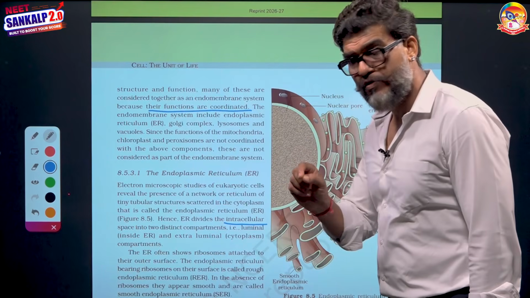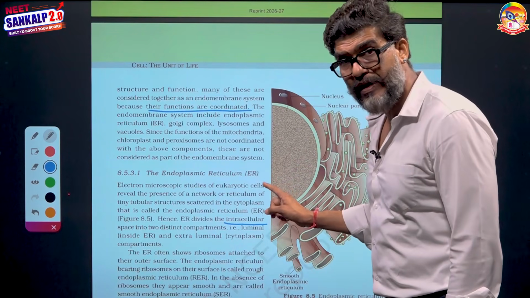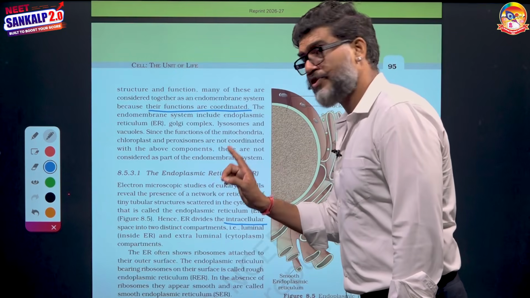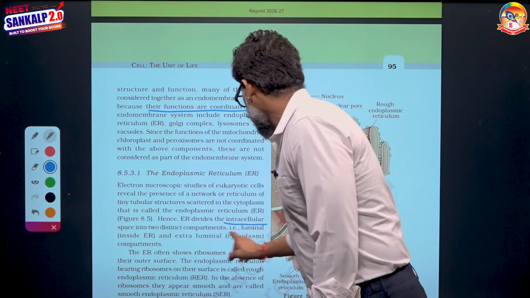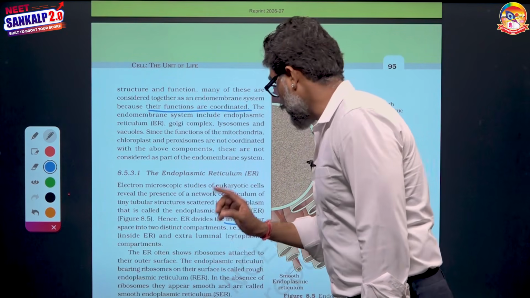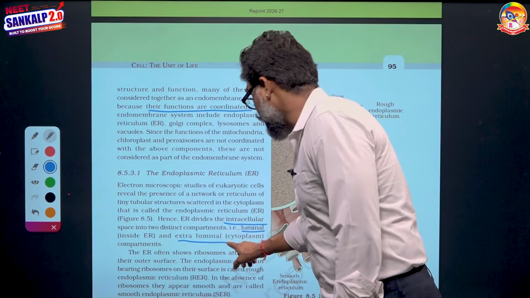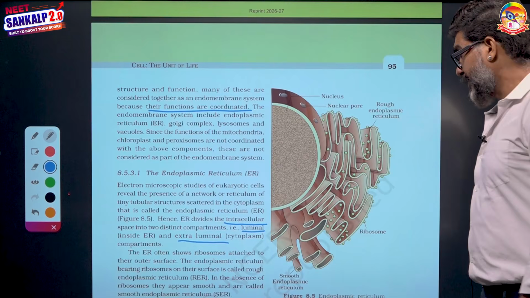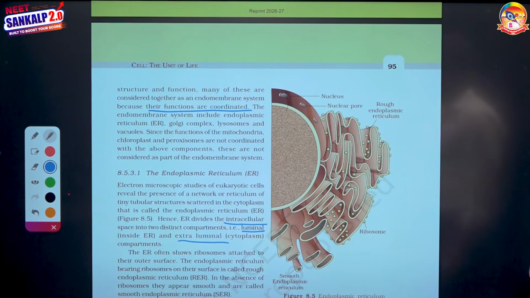While reading a question, make sure that intracellular is mentioned. Intracellular space is divided into two distinct compartments. One is the luminal, that is, the lumen part, and the second is the extraluminal, that is, in between the lumens, the cytoplasmic compartment. The ER often shows ribosomes attached on its surface; that is called rough endoplasmic reticulum, bearing ribosomes on its surface.